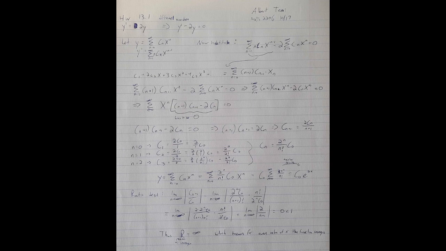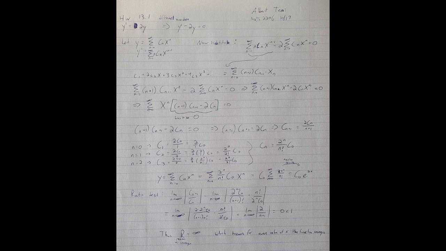I put them next to each other on the next line, the new equations, and then simplified them. I put them together, and then we got x to the n times the bracket, (n plus 1) c_(n plus 1) minus 2 c_n. And we know the whole thing equals 0, so that has to equal 0. Once we make that equal to 0, we want to figure out what the coefficient of x to the n is. So I got that c_(n plus 1) equals 2 c_n over n plus 1, in the middle of the sheet on the right at the end.